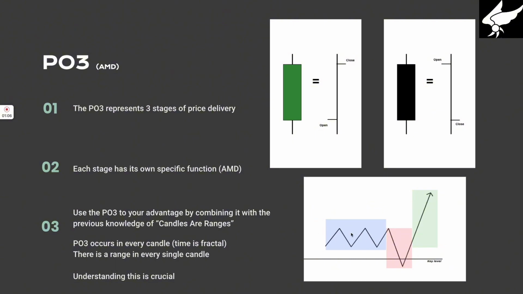This is a prime example of the power of 3. We accumulate. What are we accumulating? Sell side and buy side liquidity. Sweep sell side liquidity, hitting a key level, manipulating, turtle soup, and distributing higher.